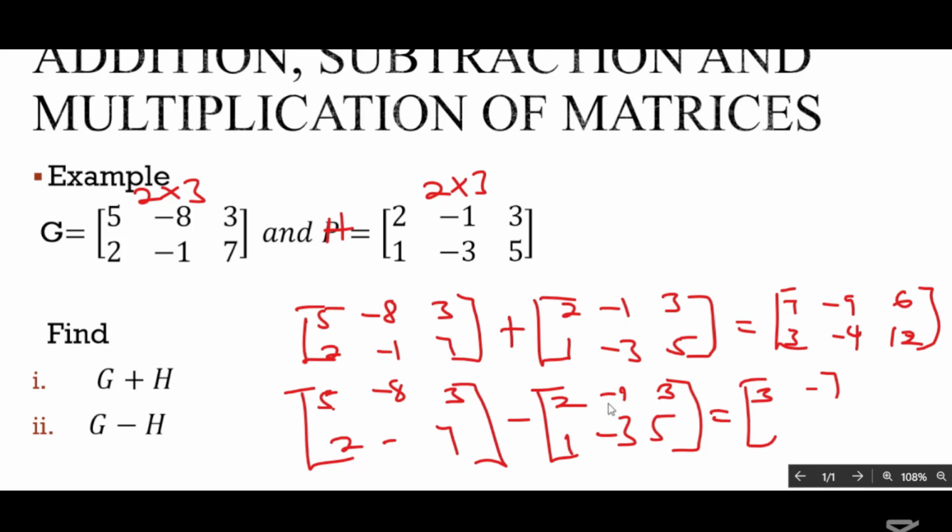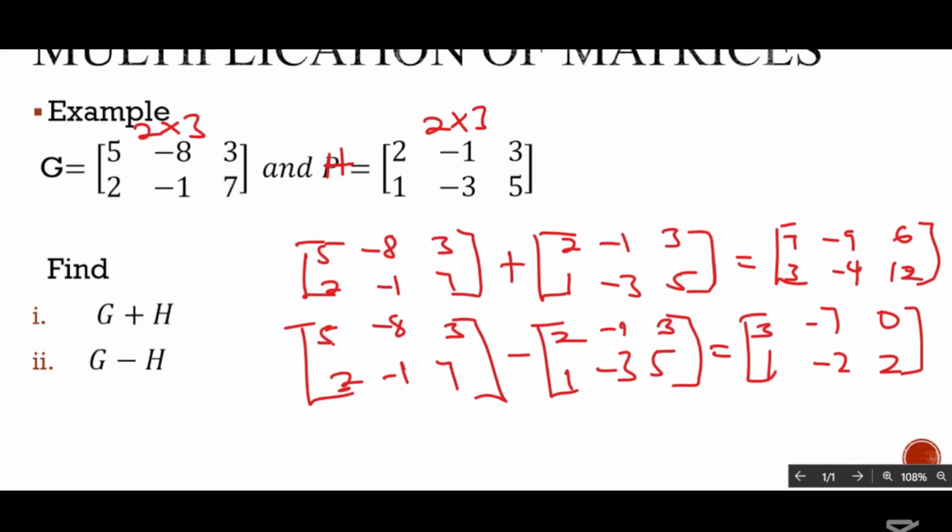Great. This one too, we subtract 3 from another 3, which is 0. Then 1 from 2 is 1. And then 1 from negative 3, this is negative, negative, so we are going to get negative 2. Subtract 5 from 7, which gives us 2. So this is the answer for the two operations.